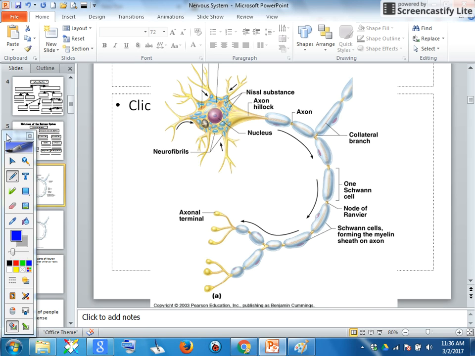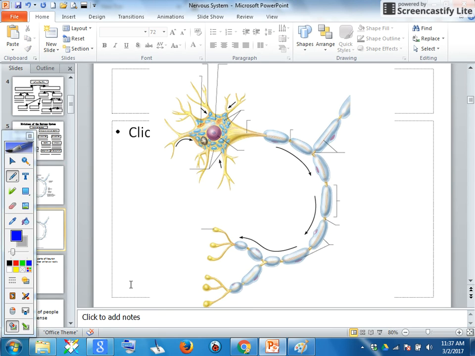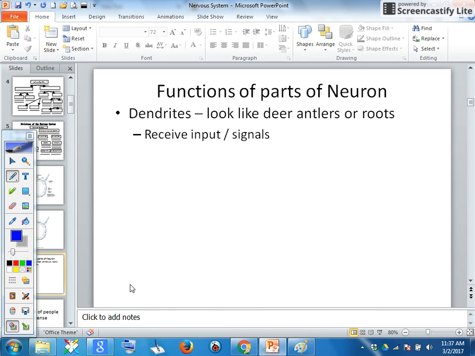All right, so we take a minute. You can go through the PowerPoint and label all these parts of the typical neuron. This is just a typical nerve cell. And then we're going to go through some definitions.